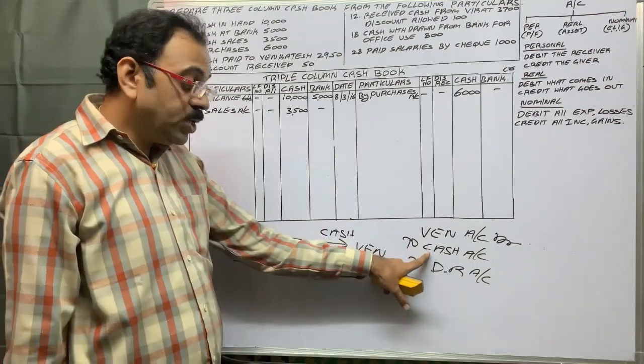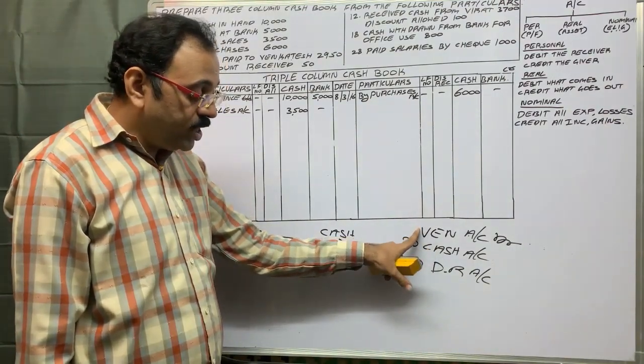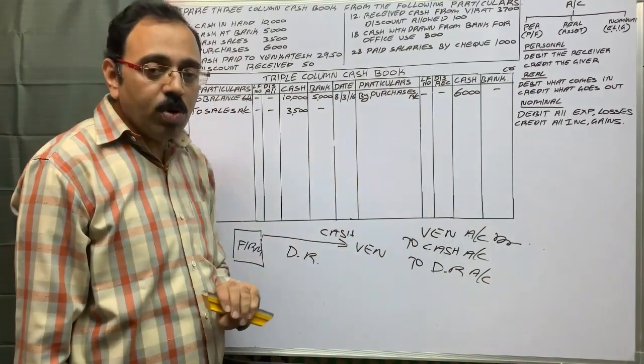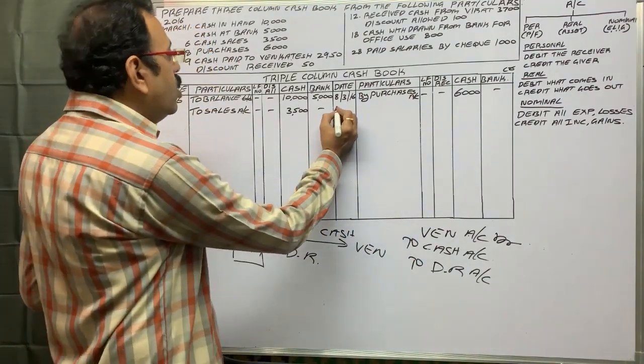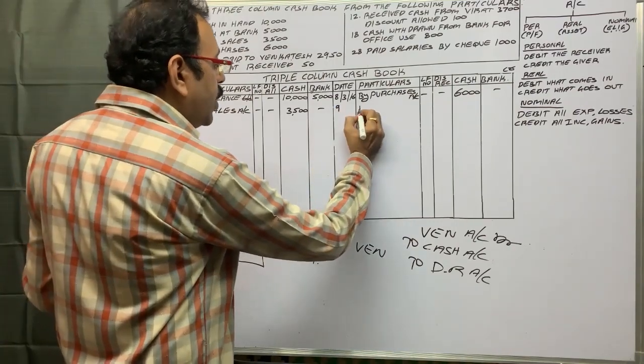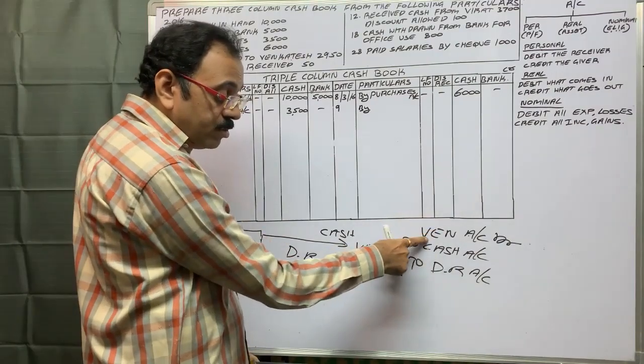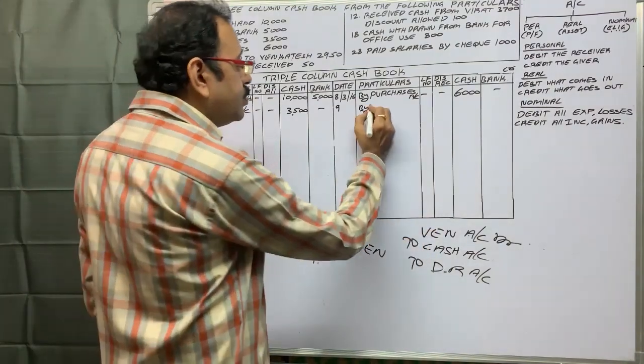Now cash account we are preparing. Cash is in credit. So this entry, credit side we should post. In date column write down the date, 9th. Then what to write on the other side? Venkatesh is there, no?